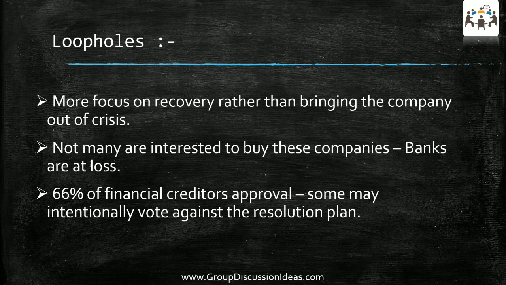So the fact is, even though there is a recovery of NPAs, it's not like full recovery, and banks have to bear the loss. And one more loophole of IBC is only 66% of the financial creditors' approval is needed for the resolution process. And some creditors are intentionally voting against the resolution plan. Why? Because those who vote against the resolution plan will get paid prior to those who approve the plan. So if everyone knows that this resolution plan will be passed, then some of them may vote against it for their own personal benefit.